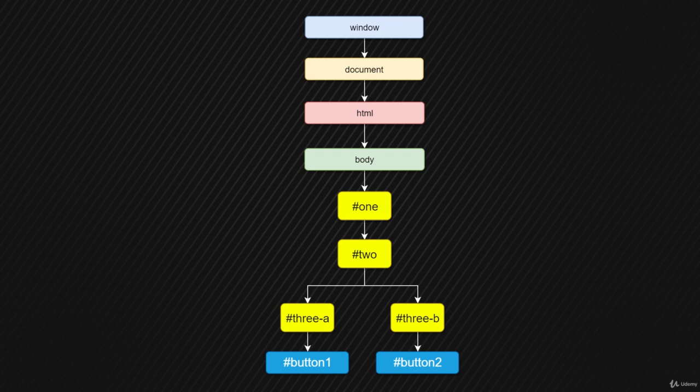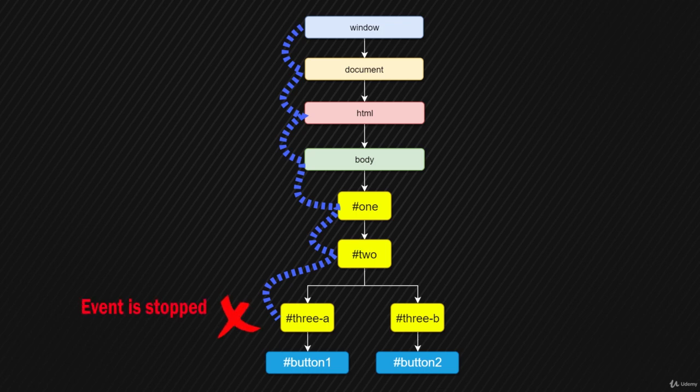So let's say the user comes along and he clicks button 1. The first thing that happens is that the event starts at the root of our page, which is the window object. It then starts traveling down the DOM tree, stopping along each element along the way. We know this. It's then going to hit this div with 3a as its ID. And what's going to happen? Well, the event is going to be stopped at this point. Why? Well, because we actually had stop propagation being called on this handler.